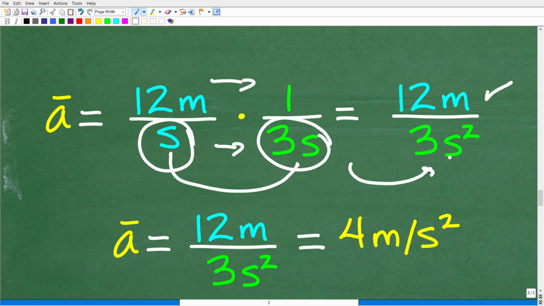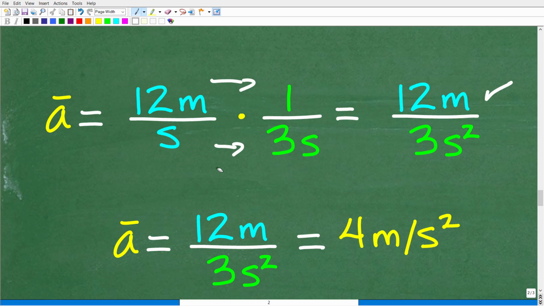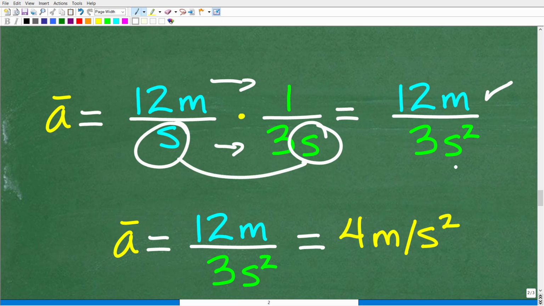So this is really important for those of you to be aware of when you are working with units of measure in physics, science, math. Doesn't make a difference. You're like, oh, I have a second here, a second here. It doesn't make sense to come up with second squared. Well, yes, indeed, you have to write this as second squared. So we have 12 meters divided by 3 seconds squared.